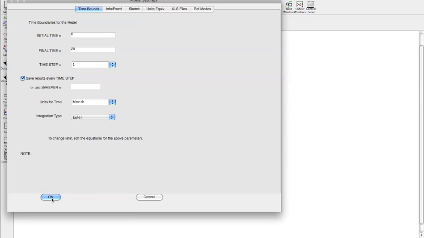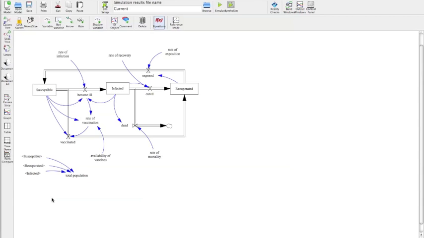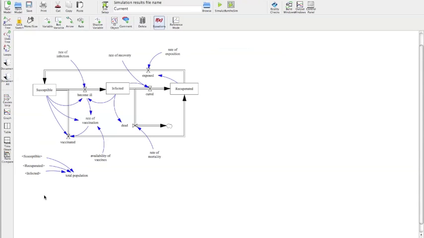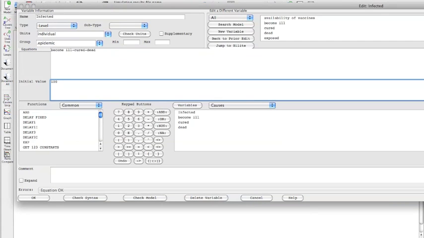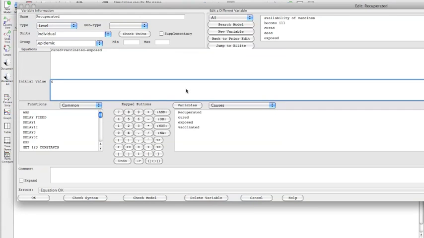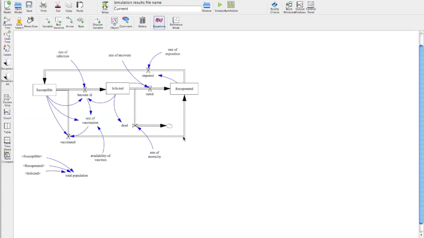So this is a study over a 20-month period, and if you look at the initial values, there's 900 susceptibles to start with. There are 100 infected, so the disease starts with 100 people, and there's 0 recovered. No one's recovered at the initial point. Okay, so with the model setup, you can go and run it.